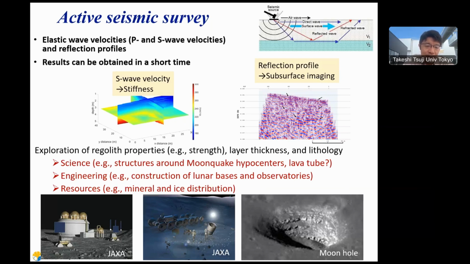For example, the seismic velocity is relevant to the stiffness of the geological formation, and with the reflection profile, we can investigate the geological structure as an image. This information contributes to science, engineering, and resource exploration. For science, I'm interested in the geological structure where moonquakes happen. And for engineering, this kind of information could contribute to the construction of a base camp and observatory.